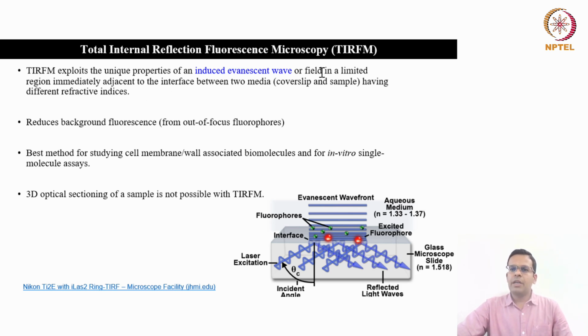And why is TIRF illumination important? Because it reduces the background fluorescence from the out of focus fluorophores. And this is the best method for studying cell membrane or wall associated biomolecules and for in vitro single molecule assays. And this technique is not good for the 3D optical sectioning of a sample. Okay, so in the last class we discussed about the 3D imaging, in which you image the entire 3D volume of the cell. So with TIRF-M you cannot do the Z stacking.